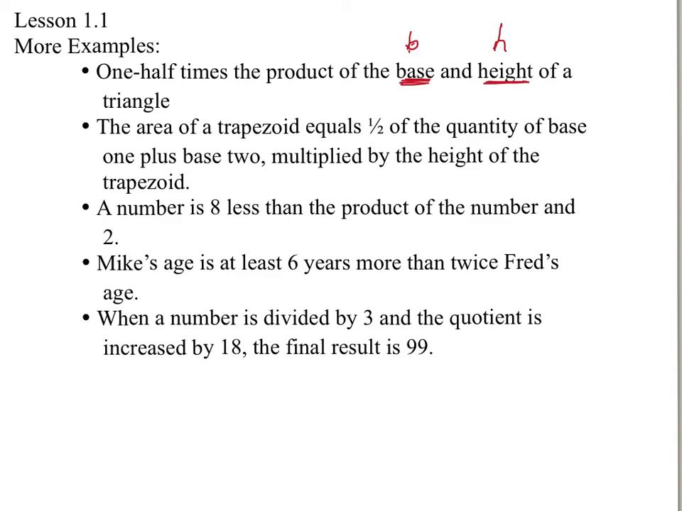And now I need to look for my operations because that's the only things I don't really know. 1/2 times, and it's going to be 1/2 times what? The product. Okay, now the product is letting me know that we're going to have to multiply the 2 things that I'm getting the product of, which is the base and the height. So when I write this out, it should look like something like this. 1/2 times the base times the height.